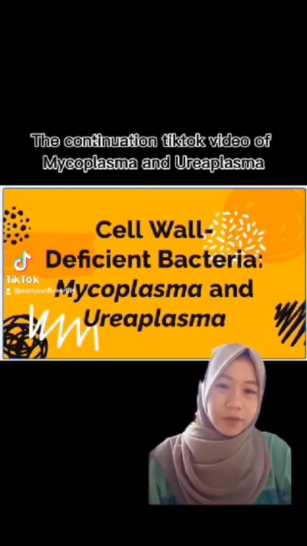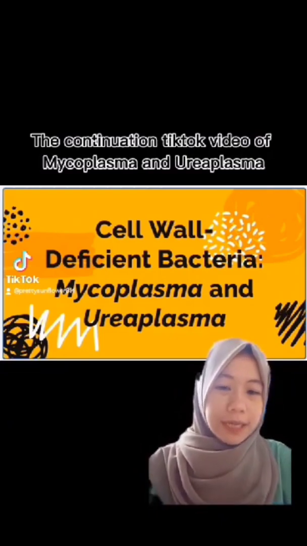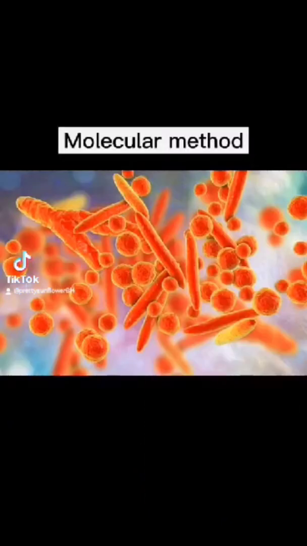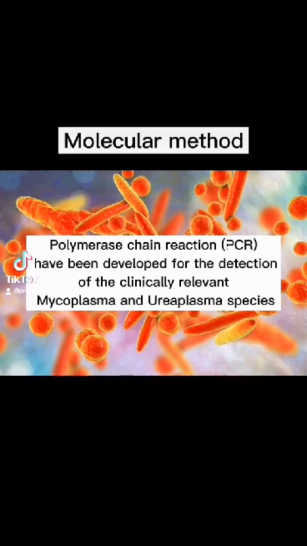Bye-bye! For the continuation of the TikTok video on Mycoplasma and Ureaplasma. Molecular method. Polymerase chain reaction, PCR, has been developed for the detection of the clinically relevant Mycoplasma and Ureaplasma species. So, Mycoplasma genitalium has been detected directly in urine and urethral swabs in males using PCR methods targeting several unique genomic loci. In females, similar methods are used for detection from vaginal or cervical swabs.